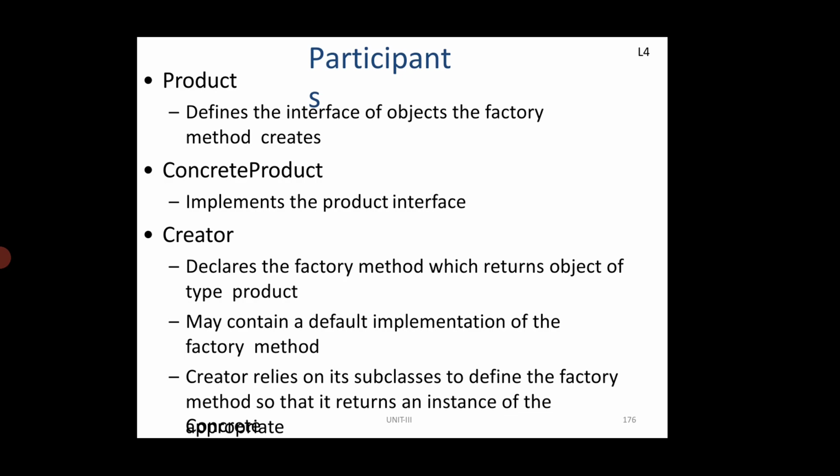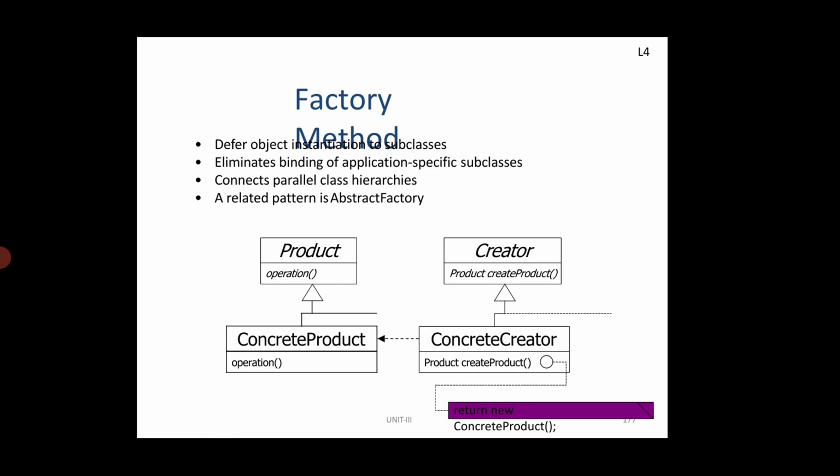Okay, so the creator relies on its subclasses to define the factory method so that it returns an instance of the suitable, appropriate concrete product objects. And coming to one more thing, we need to study the factory method. This is nothing but the structure representing the factory method. We need to defer the object instantiation to its subclasses.